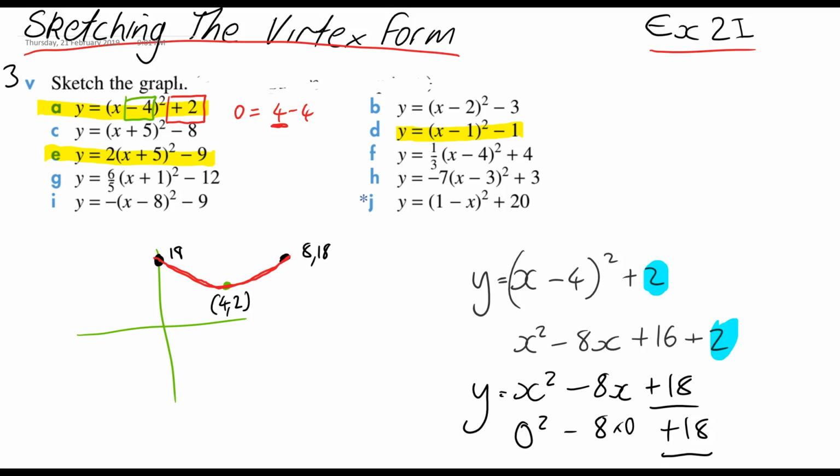Okay, key points from that are that number 1, you'd recognise that the 4 and the 2 come from the vertex form. The minus 4 in the brackets means positive 4 across, and the positive 2 at the end means 2 up.